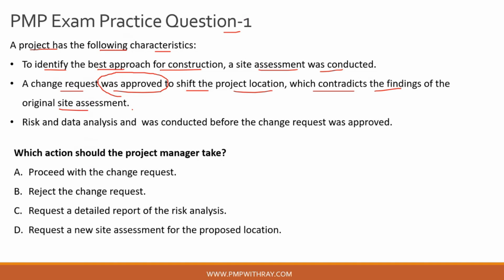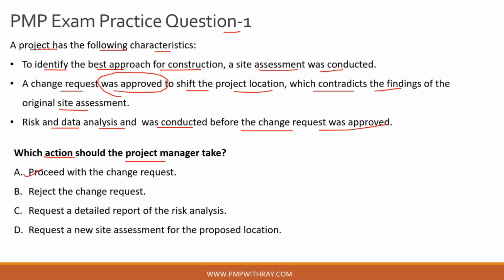So what happened was there was a change request which was approved, which let's say mandated the shift of the project location from X to Y. Initially, when the project charter was signed off, it had location X, and now there is a new location Y, which followed a proper change request and has been approved. It is a very important thing to consider in this question. And finally, risk and data analysis was conducted before the change request was approved.